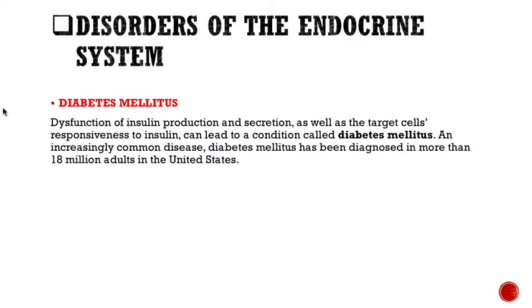Now let's talk about the disorders of the endocrine pancreas. The main disorder we have here is diabetes mellitus. Diabetes mellitus is the dysfunction of insulin production and secretion, as well as the target cells' responsiveness to insulin. An increasingly common disease, diabetes mellitus has been diagnosed in more than 18 million adults in the United States.